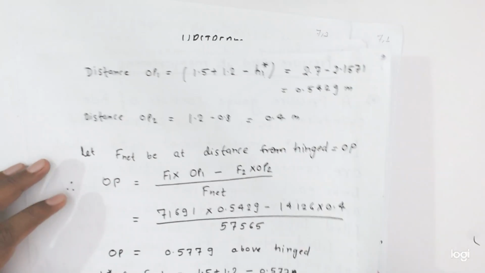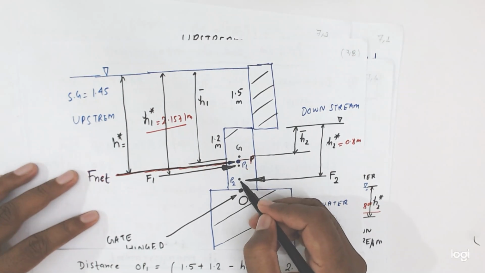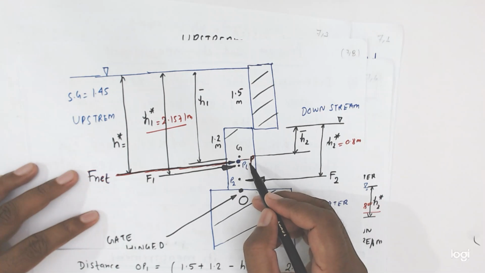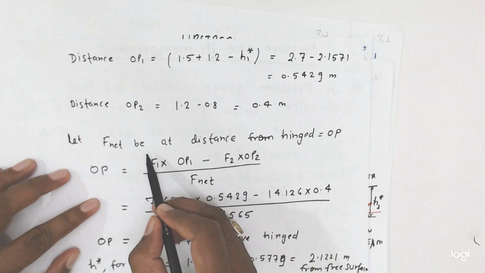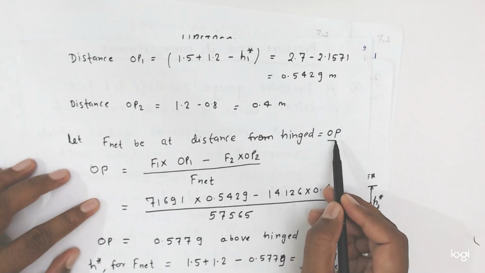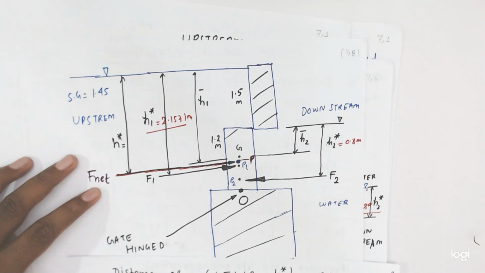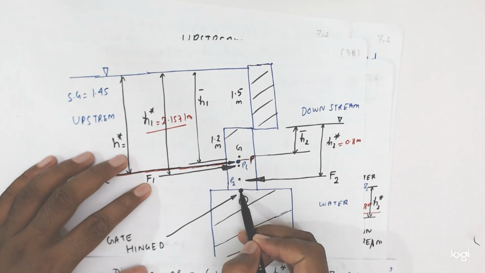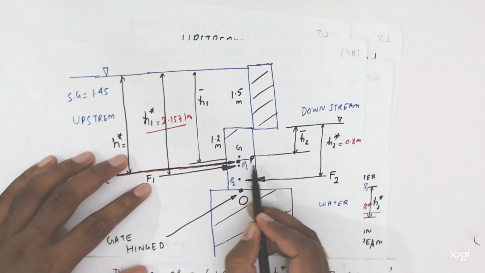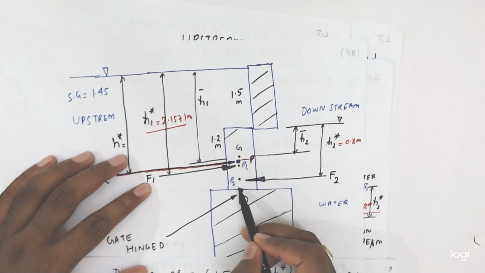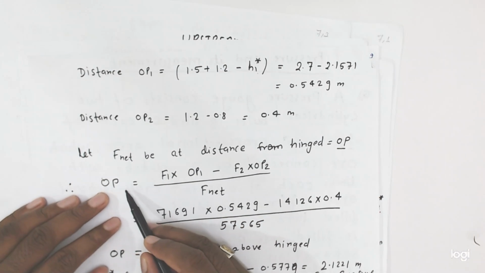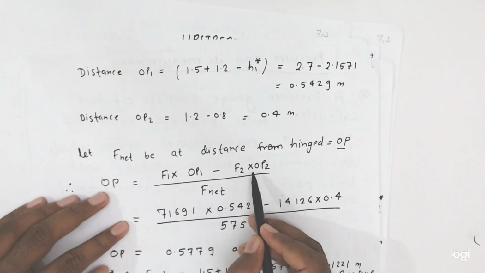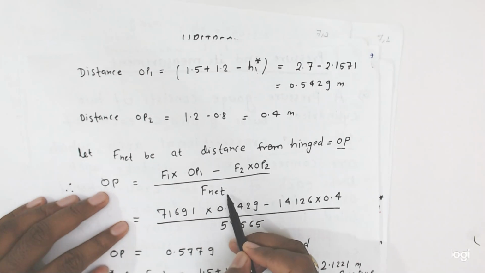Now friends, we calculated here this distance OP2 and OP1. Now we have to find the value of this OP, where the resultant force is working. So for F net, we find the distance from hinge, OP. So OP is equal to what? We will take the moment, friends, this F1 into this distance OP1 minus this OP2 into F2. So friends, from here we directly calculate OP distance is equal to F1 into OP1 minus F2 into OP2 divided by the value of F net.